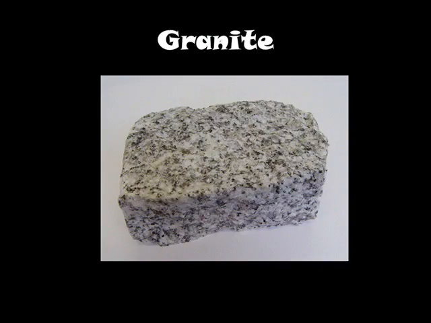Intrusive are formed by cooling of the magma inside the volcano. They have larger and more visible crystals because they have a longer period of time to freeze into crystals. An example is granite. It has visible crystals.